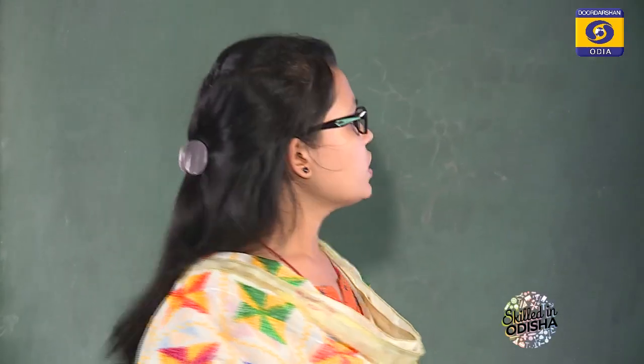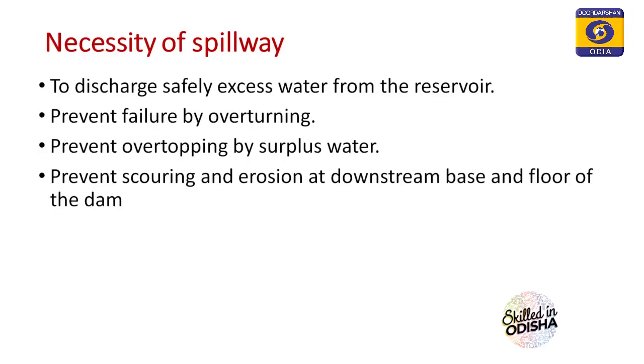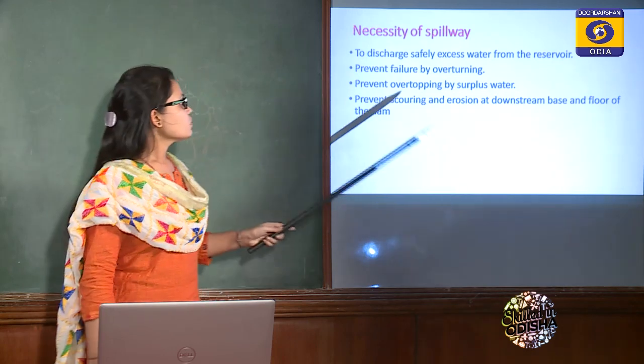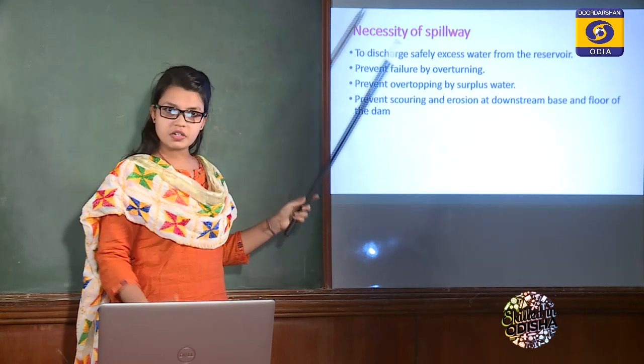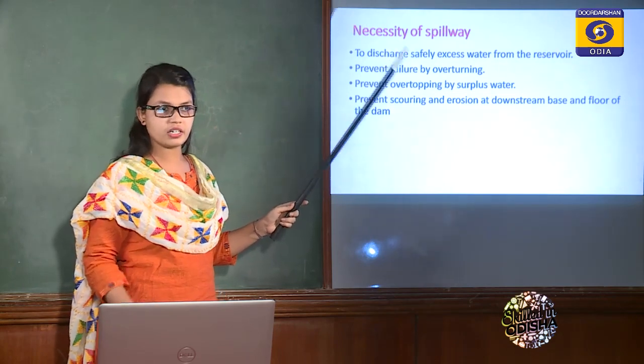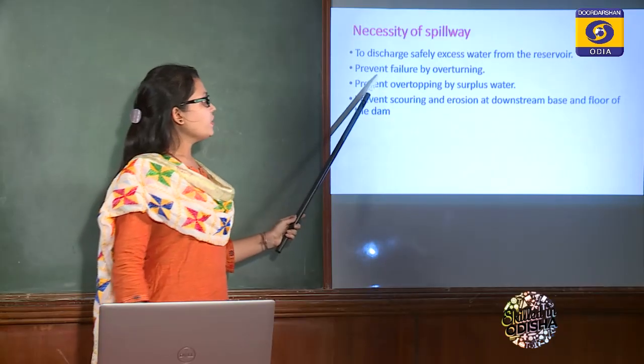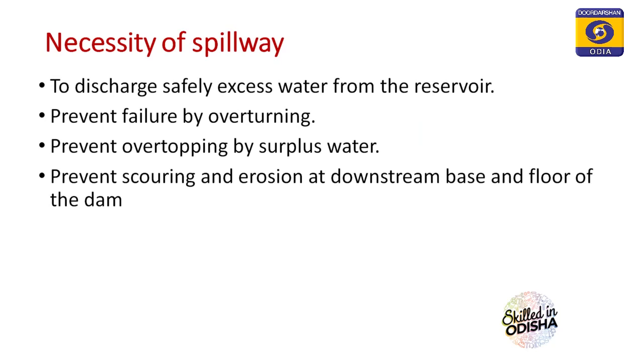Now let's see what is the necessity of spillway, or why the spillways are constructed. The first obvious reason for which the spillways are constructed is to discharge safely the excess amount of water from the reservoir, from the upstream to the downstream side. So basically it manages the water level in the reservoir, and that is one of the foremost functions of the spillway. Now come to the second point, to prevent the failure by overturning.